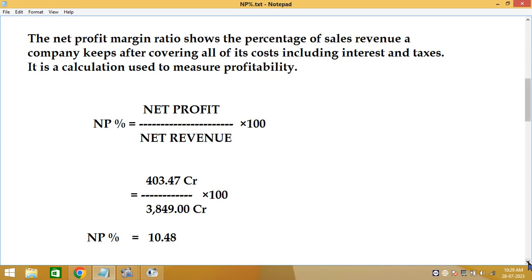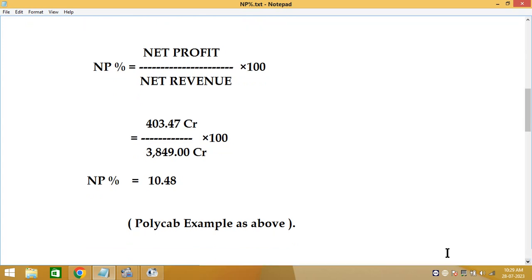Fine. Now let us check here. I have taken this of Polycab, and this is of June quarter 2023. Now, the net profit was 403.47 crores. Net revenue, that means the sales, was 3849 and multiplied by 100. So, net profit margin coming is 10.48 in Polycab.